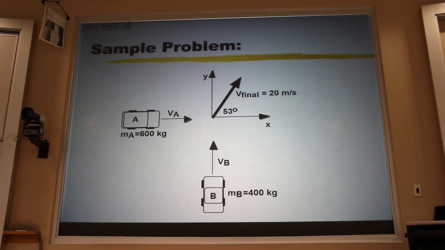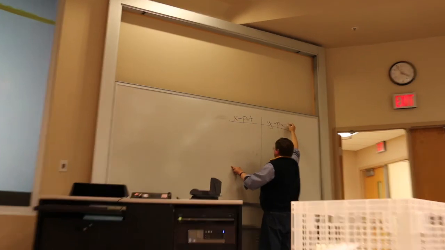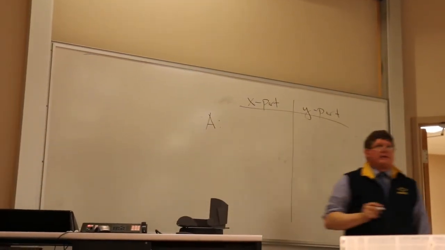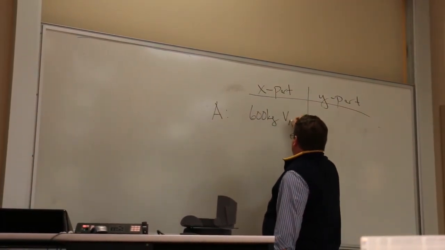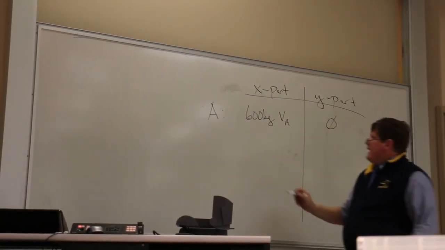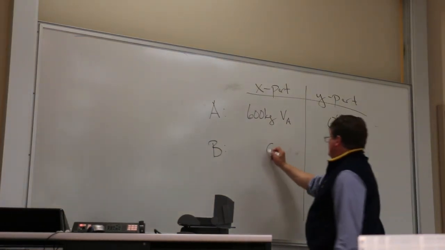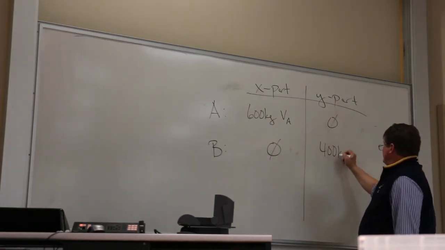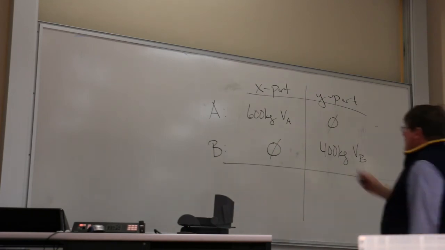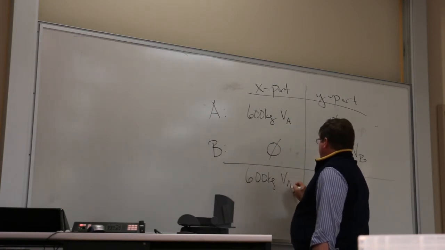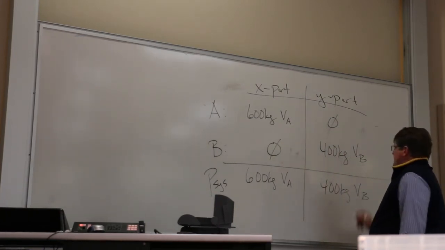Well, if I use my table where I separate out the x part from the y part, car A has momentum that is all in the positive x direction, and it's going to be 600 kilograms times VA. None of it in the y direction. If we look at car B, all of its momentum before the collision is in the y direction, none of it in the x direction, and it would be 400 kilograms VB. Now, when I add this up, I get 600 kilograms VA for the system, and I get 400 kilograms VB in the y direction.